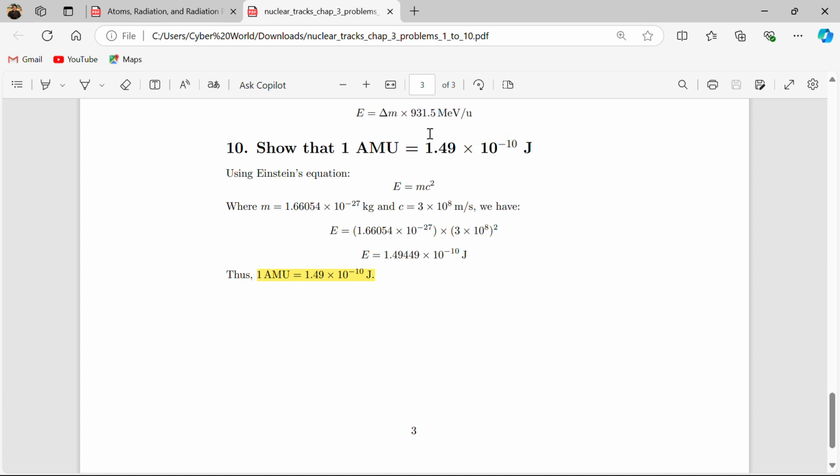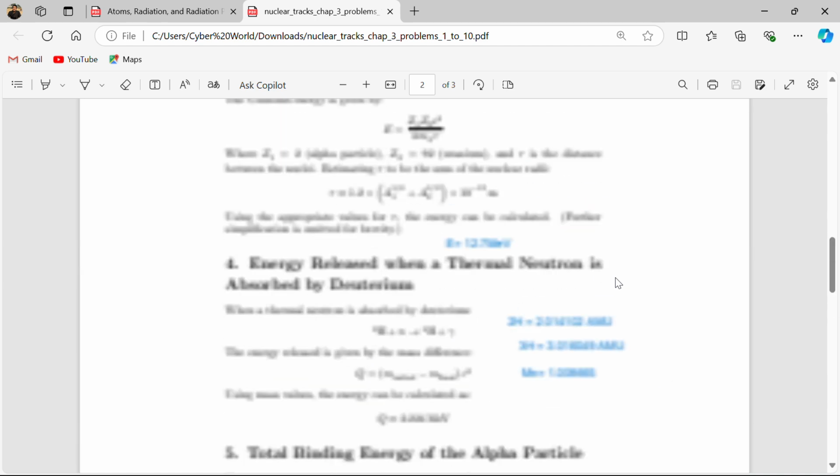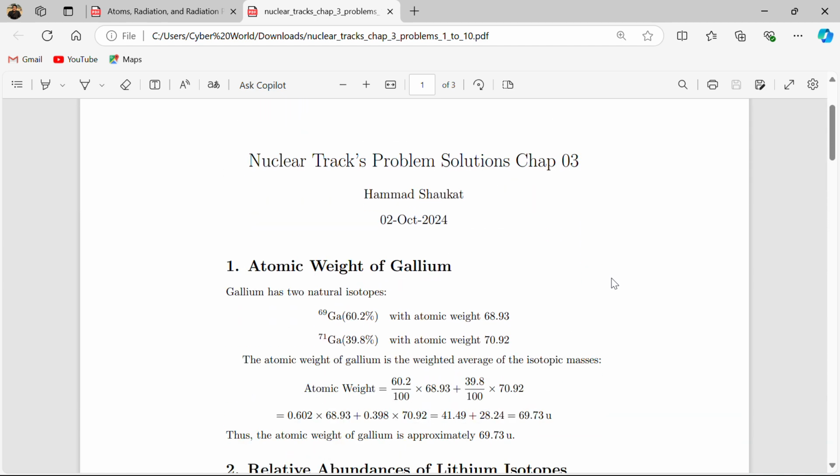So that's all for today. In this lecture, we discussed some nuclear physics problems of chapter number 3 of our book, and this is my solution for the first 10 problems of chapter number 3. If you require my solution, you can just drop your mail, and I will provide it to you via mail.